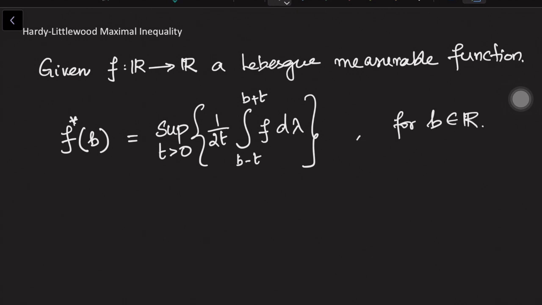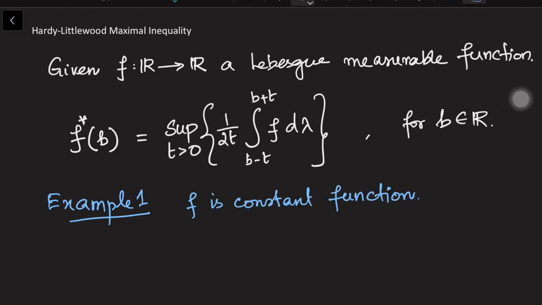So what this definition says is, it's the average value of the function in the interval b minus t to b plus t, and look at the supremum of these average values for all positive values of t. Let's quickly look at a few examples. Suppose f is a constant function 1, then the integration over this interval is just the length of the interval, which is 2t, and if I divide by the length 2t, it becomes 1, and this is true for any positive value of t, and hence f star is also constant.